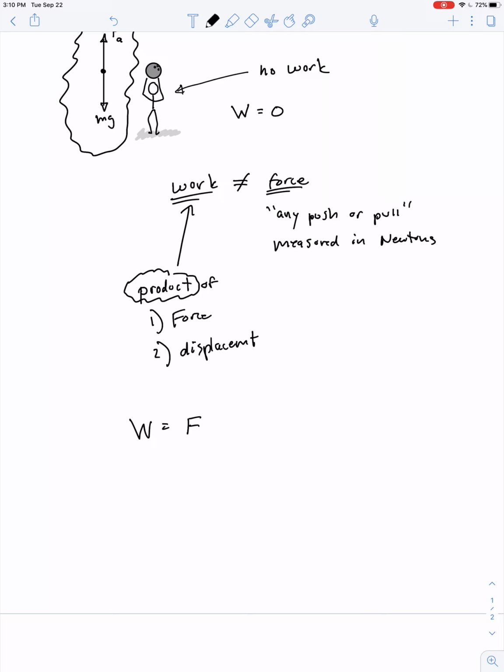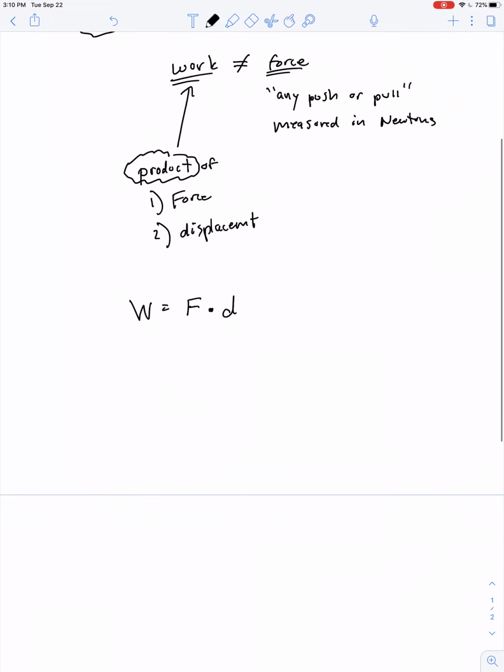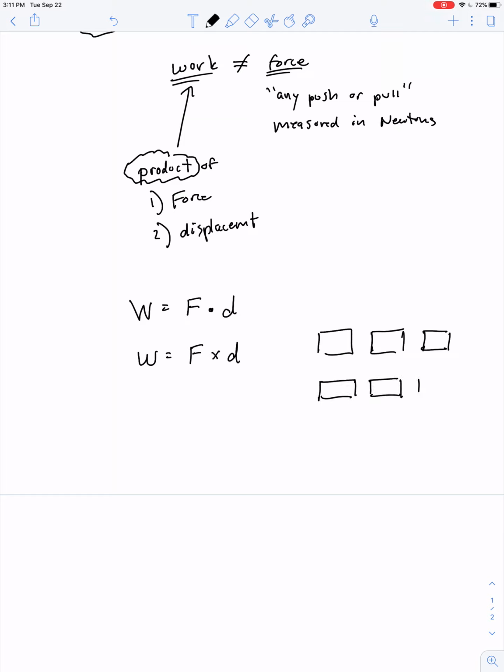Now, wait a minute. How do we write that? Do we say dot? Or do we say x? Or does that just mean the same thing? I remember back in elementary school, this must have been around 3rd grade or so, we had our times tables that we had to memorize.